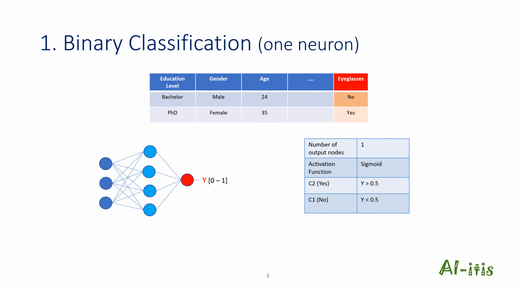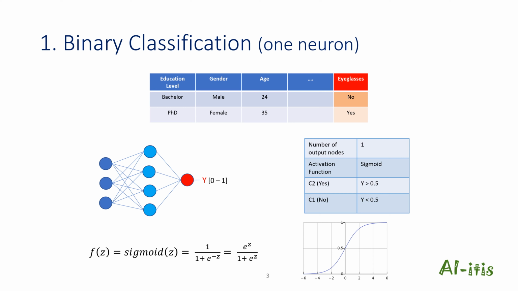Then if the output value of the activation function is above 0.5, we label it yes. That means an eyeglass should be prescribed. But if it is below 0.5, it is no, and in this case, there is no need for an eyeglass. Here we can see the formula of the sigmoid function. Z is the input to the activation function, which is calculated by the neuron. Then the sigmoid function will convert Z to a value between 0 and 1.